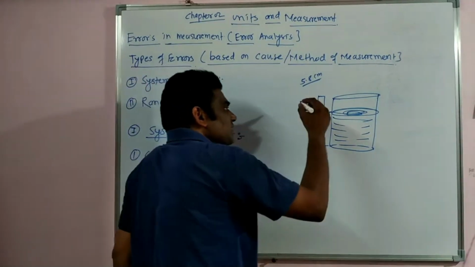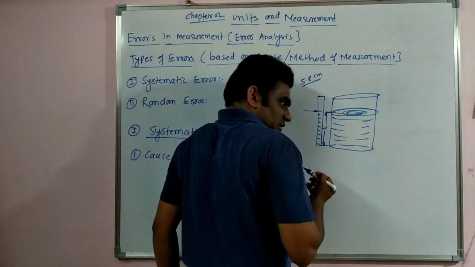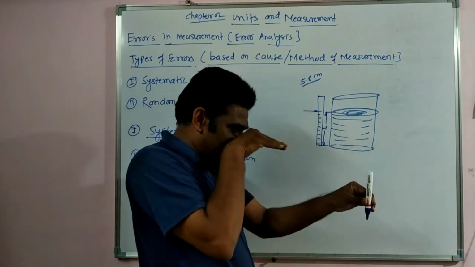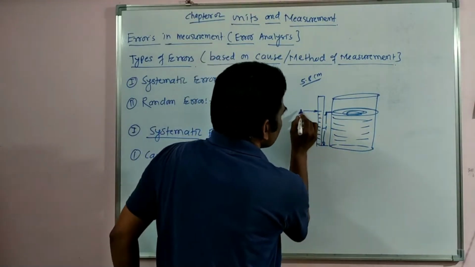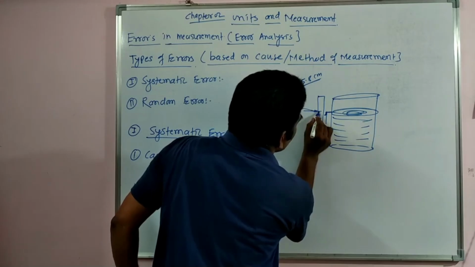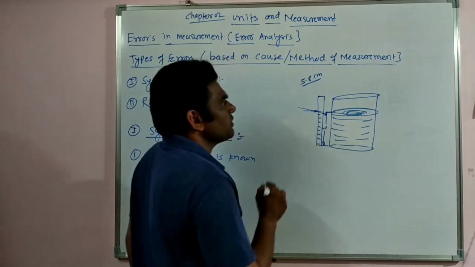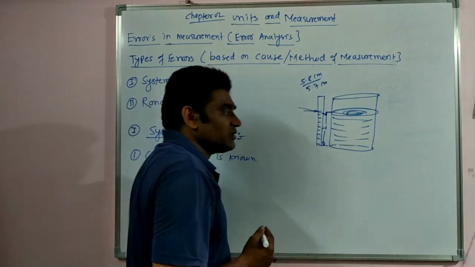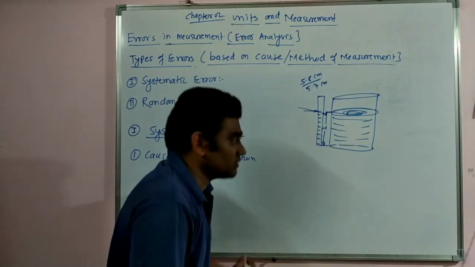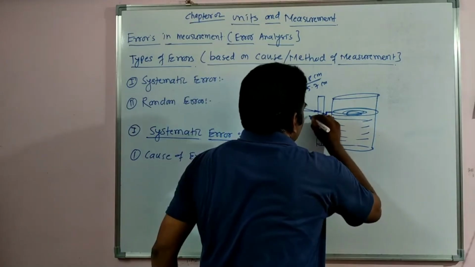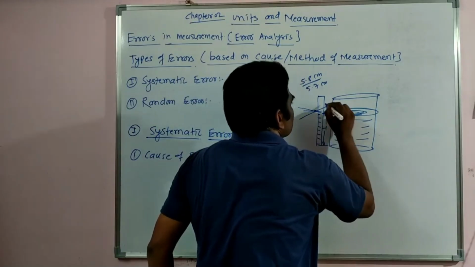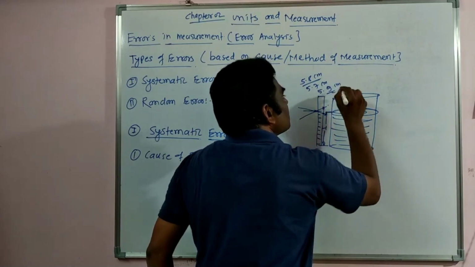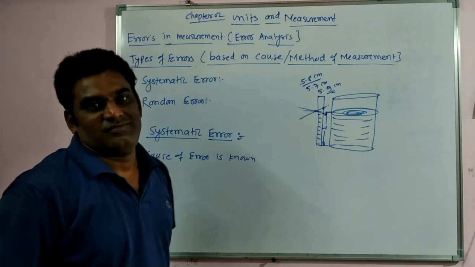But some person may look in this direction like this. Glass is kept, the water level is this much, and he will look in this direction. So he may observe this reading, let us say 5.7 centimeter. Another person will look like this, from a lower height, so he will get this reading, which will be 5.9 centimeter. So this is the error.